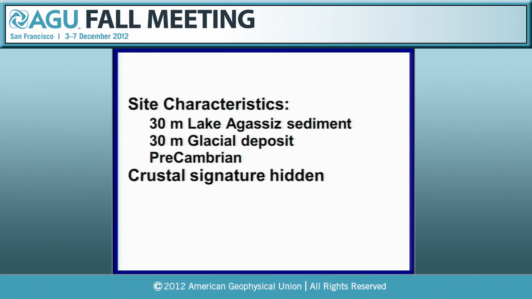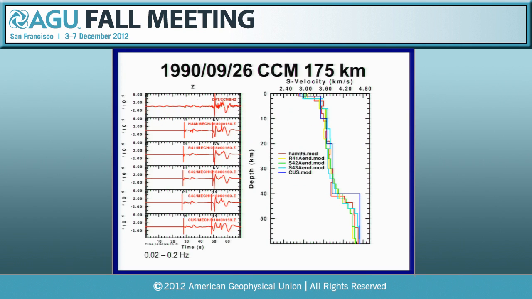Next slide. What's happening in North Dakota? All that ringing is just caused by 30 meters of Lake Agassiz sediment sitting on top of 30 meters of glacial gravels sitting on top of Precambrian. It just obliterates any signature of the crust. Next one. This is another example of synthetics, of course, which goes back to if we derive an Earth model, it has to be validated somehow using independent data. Earthquake in 1990 recorded at Cathedral Cave and IRIS station. The rest are synthetics.